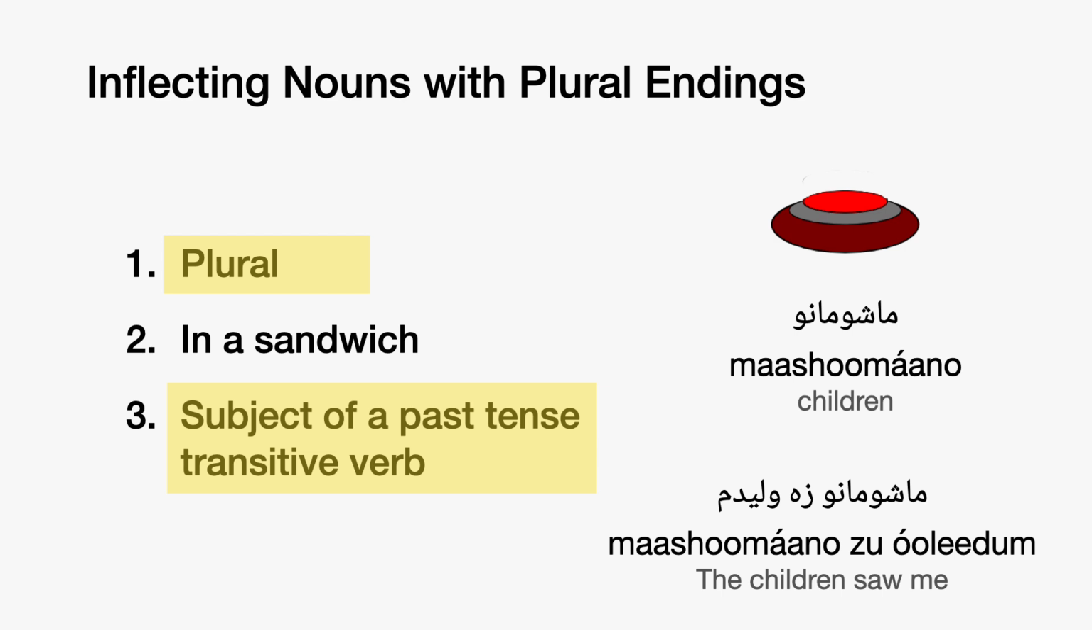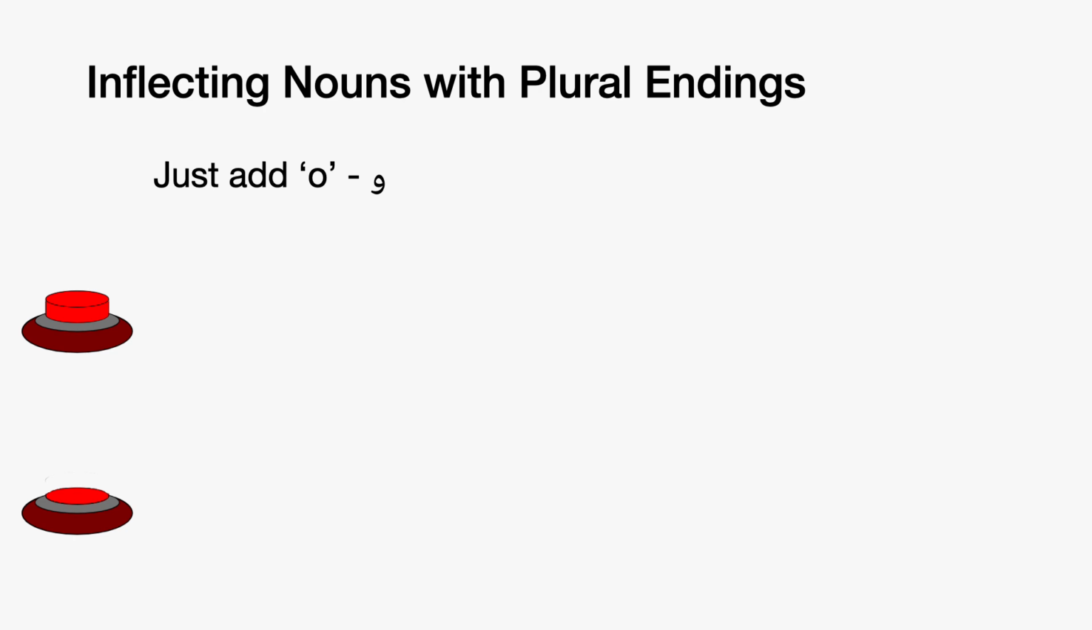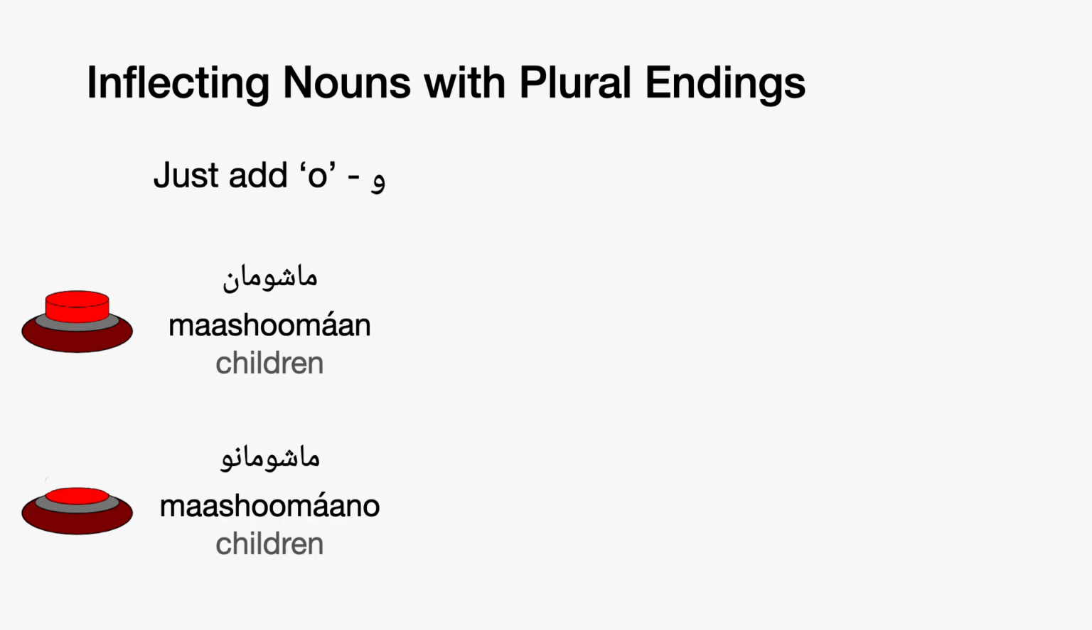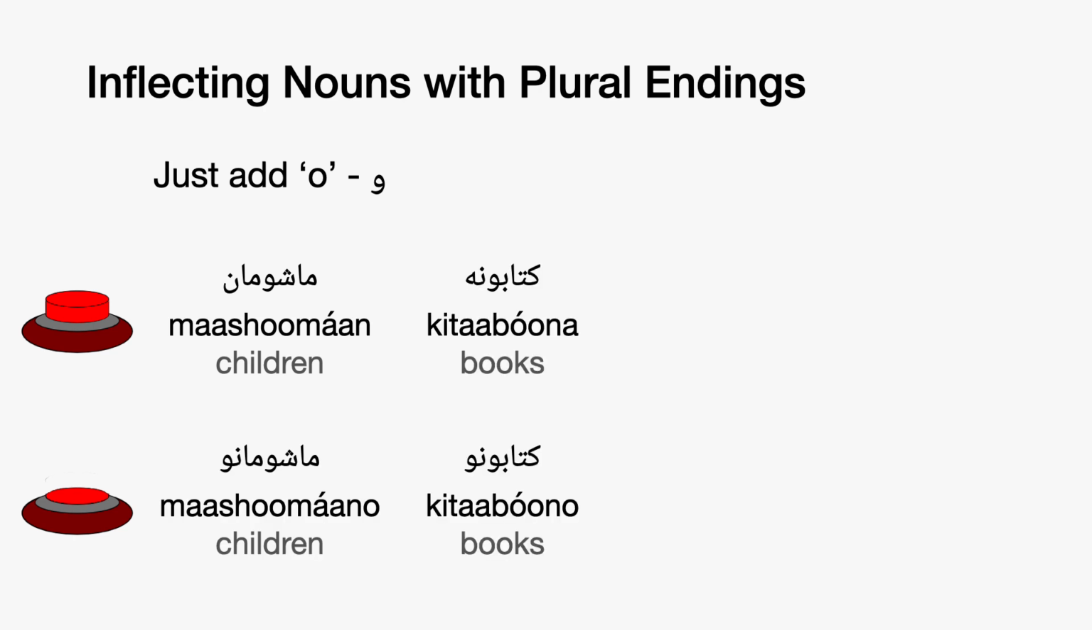Now, how do we do this second inflection of nouns with plural endings? Well, we just add an o on the end. Like mashuman becomes mashumano for that second inflection. Kitabuna becomes kitabuno. And notice when we have a little vowel on the end, we just cover it over with the o sound. So kitabuna turns into kitabuno.